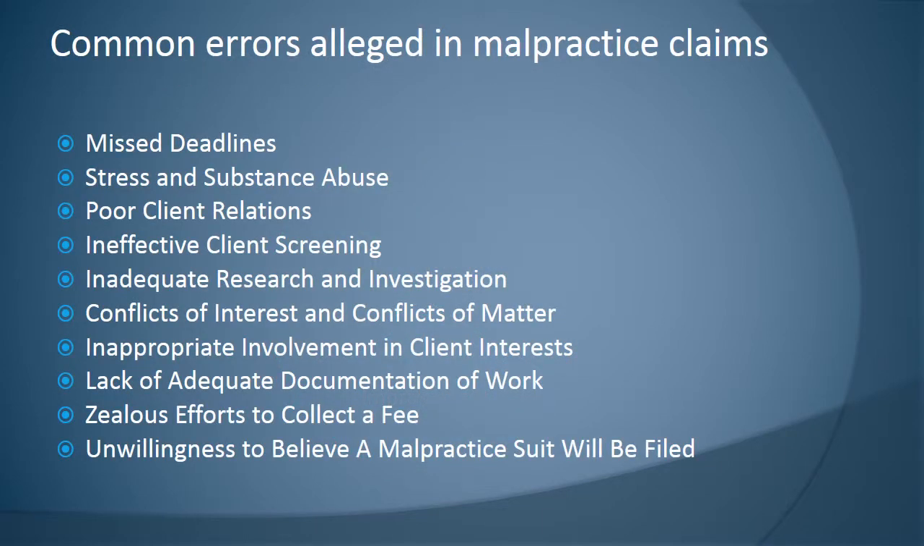Now, these are some common errors alleged in malpractice claims. So when we're talking about Six Sigma and reducing errors, these are the errors that you want to reduce, because these are the errors that malpractice insurance providers, legal malpractice insurance providers, and others that study issues that occur in law firms and legal organizations, these are the biggies. So these are things you want to keep an eye out for and reduce in your particular job.